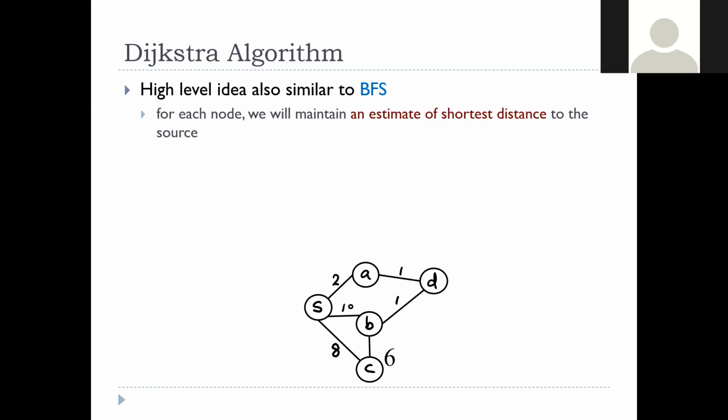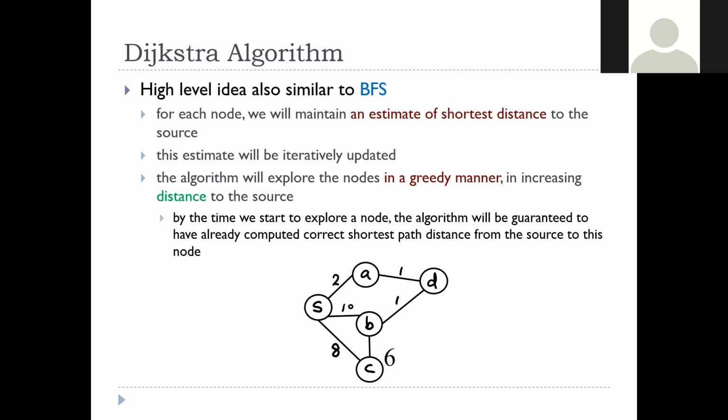Essentially, in BFS, for each node, we also maintain an estimate of the shortest path to the source, although there the shortest path is measured as the number of edges you need from the source. This estimate will be updated, and the algorithm will explore the nodes in a greedy manner in increasing distance to the source. Again, in BFS, the distance was the number of edges. We're going to do something similar in Dijkstra's algorithm.